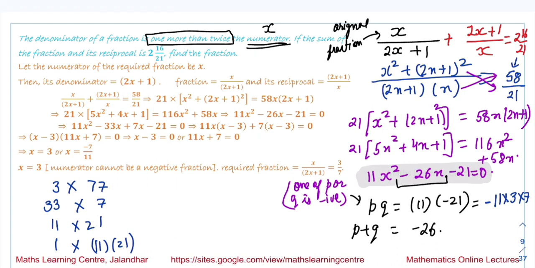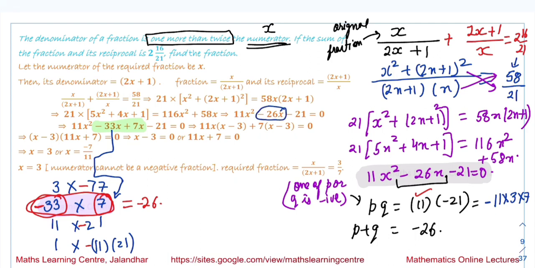Now if we look at these two terms over here, we have negative signs. The product of these two terms is equal to 11 into minus 21, and the sum of these two terms, minus 33 and 7, is minus 26. So this is how we are splitting the term minus 26x. So we are writing 11x squared minus 33x plus 7x minus 21 is equal to 0.